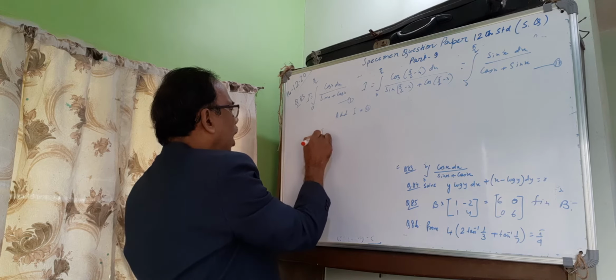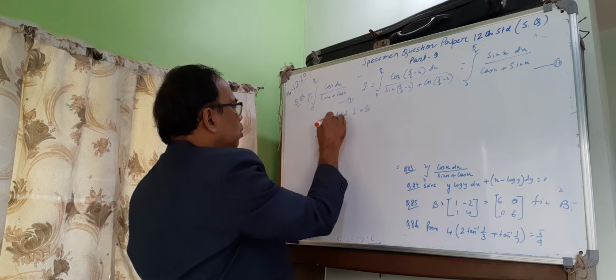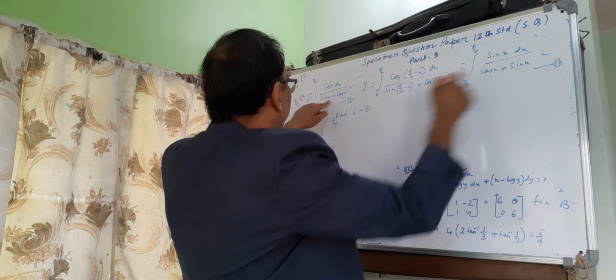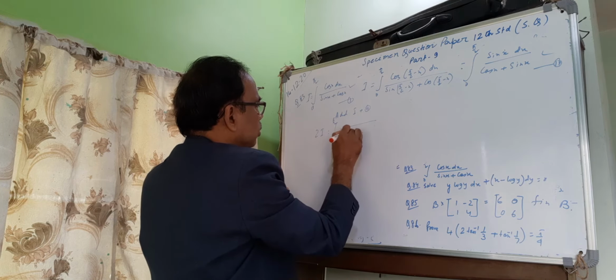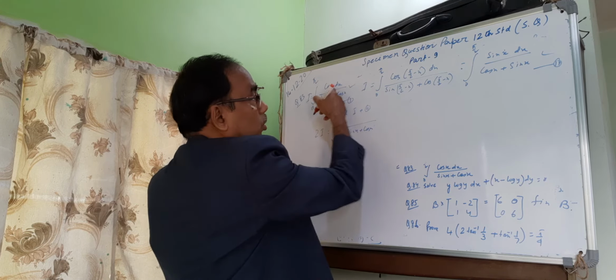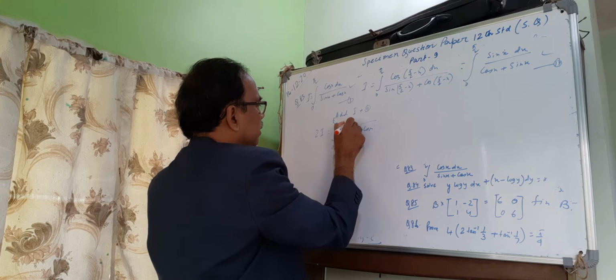So 2I equals the integral from 0 to pi by 2. Adding this and this, the numerator and denominator are the same, that is sin x plus cos x over sin x plus cos x.